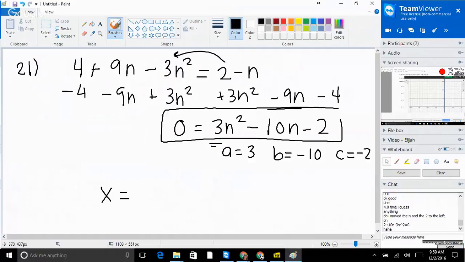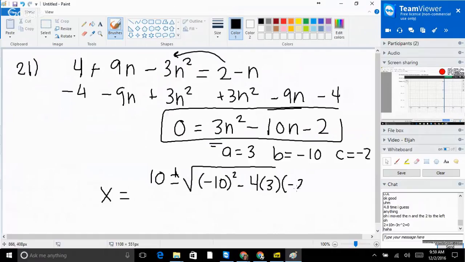Okay, x equals negative b. So negative of negative 10 is 10. Negative b plus or minus the square root of negative 10 squared minus 4 times a, which is 3, times negative 2, divided by 2 times 3. Okay, so now you can figure out how you like to do this. You can simplify inside of here. You can use Desmos, and I'm running out of space. So Elijah, I'm going to go up here.